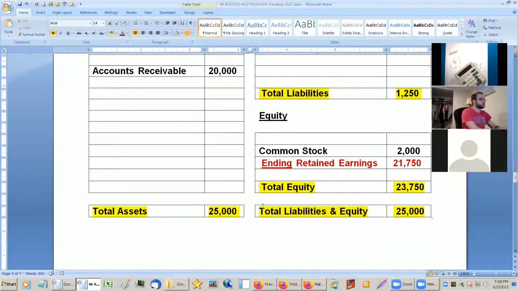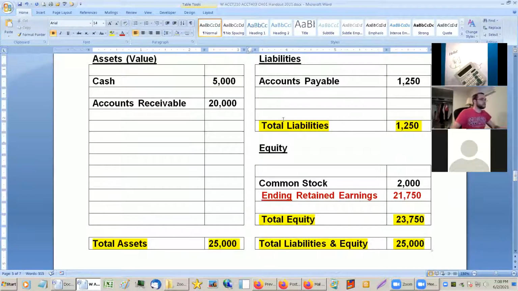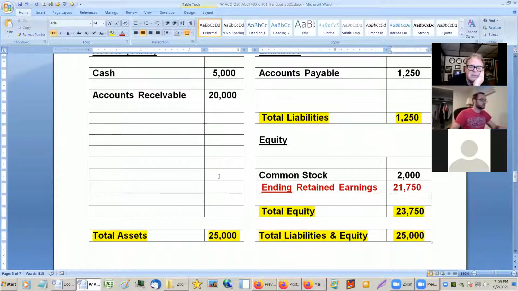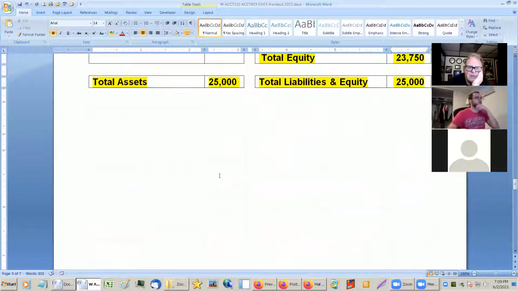And again, these equal, and what this basically tells us is where the 25,000 came from. Well, they borrowed 1,250, and the owners pitched in 23,750. So these assets had to come from somewhere. And so the question is, where do they come from? And that's what the balance sheet tells us.